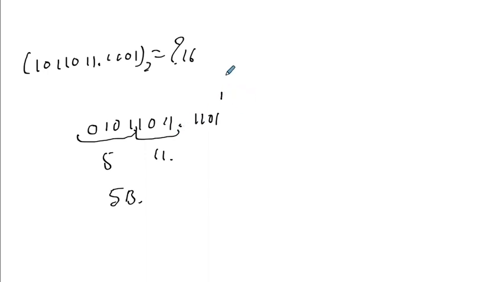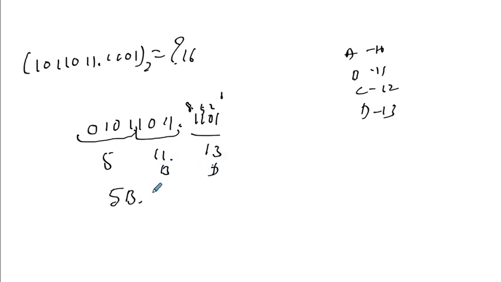Convert this: 1 2 4 8, 8 plus 4 is 12, plus 1 is 13. I write 13 here. 13 means what? Once again I write: A means 10, B means 11, C means 12, D means 13. Here, if it is 13, you should not write 13, but you have to write D. So this is D, this is B: 5B point D. That is the hexadecimal number.